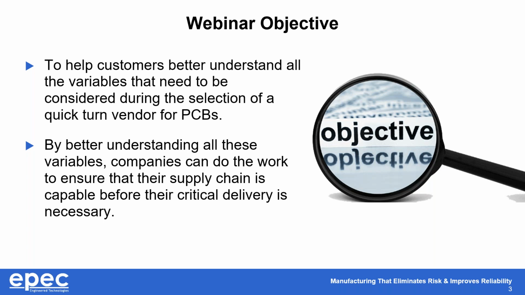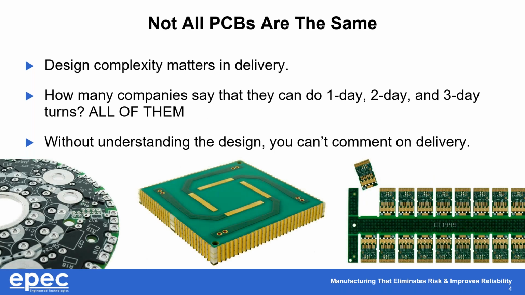So that's going to be the objective here today, to have everybody walk away really understanding all the questions they need to ask when they're working with a fabricator, so that they can ensure that not only is their target going to be hit, but many times the delivery target is even more important than the cost side of it. So the first thing is that not all printed circuit boards are the same, right? And design complexity matters just as much in delivery as it does on the cost side of it.